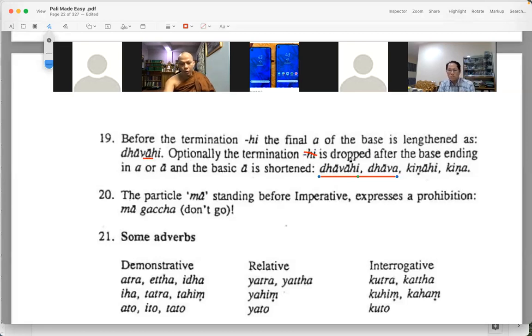The same way, ending in the R also, R becomes short. And also here two forms of kina, he, kina. Okay, this one I already explained. So that is ask it.